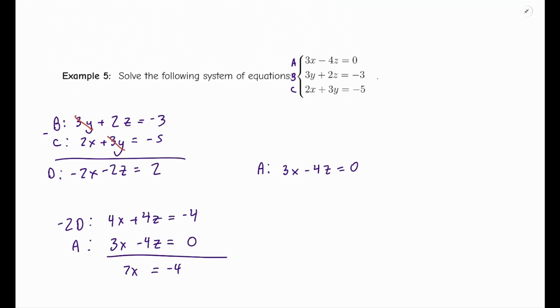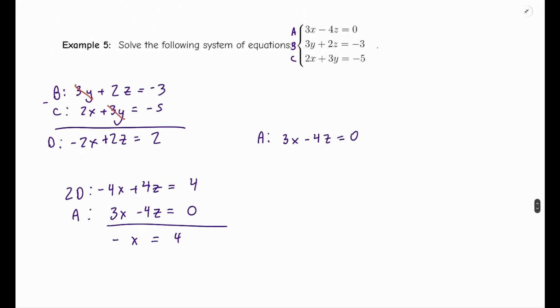And then, sorry, I do notice a sign error that I just made a few steps ago. This shouldn't be negative 2x minus 2z. It should be negative 2x plus 2z, which means I want to multiply by a positive 2. So then 2 times equation D would become negative 4x plus 4z equals positive 4. And when I add those together, we get negative x equals positive 4. Divide by negative 1, divide by negative 1, we get x equals negative 4.